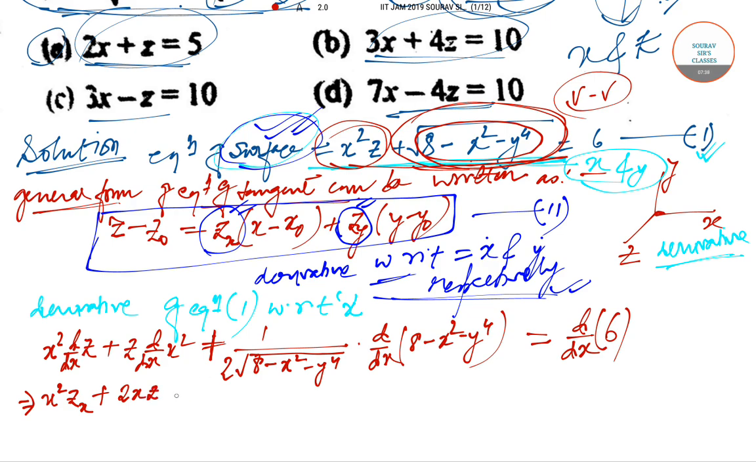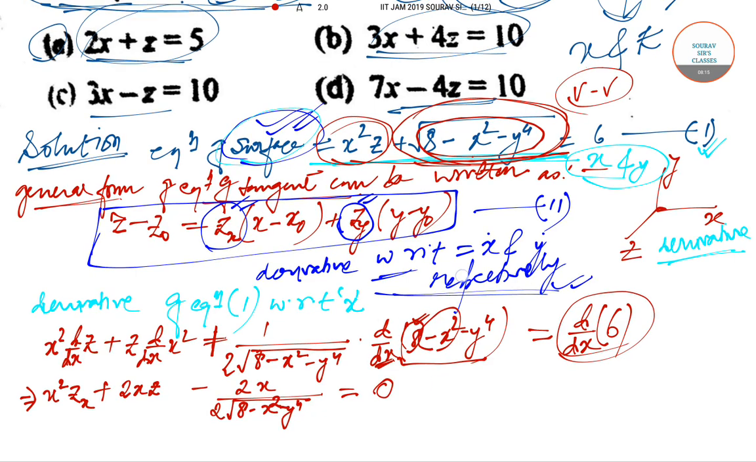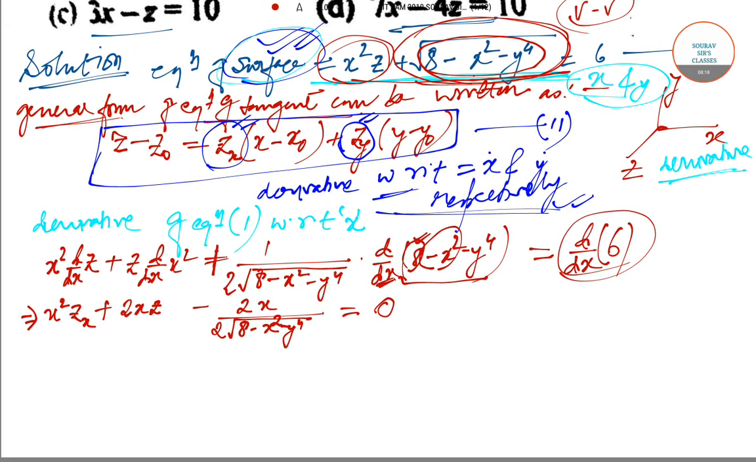Now see, this part will remain the same and we will differentiate this part. 8 is a constant, so its derivative will be 0. Minus x square differentiated with respect to x becomes minus 2x, and minus y to the power 4, since we are differentiating with respect to x, will also be 0. On the right hand side we have the derivative of 6, which becomes 0. So we have reached this part of the solution.